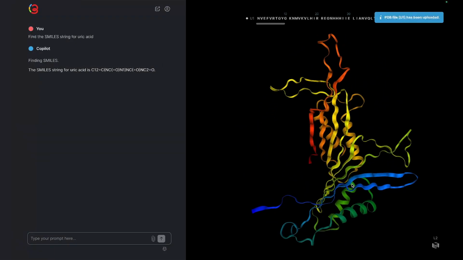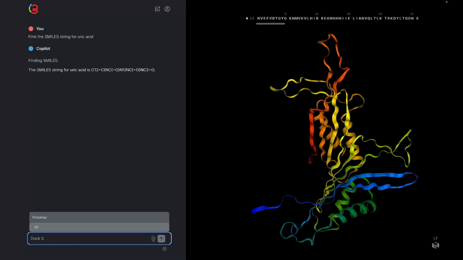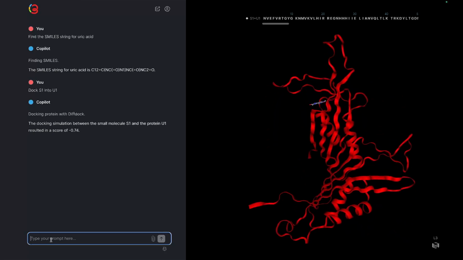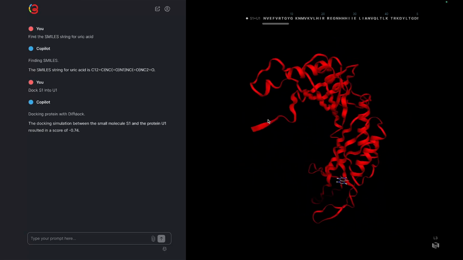Now that we have all the inputs, we can ask Copilot to dock S1 into U1. For this particular score, the higher the better. Let's try a different protein for comparison.